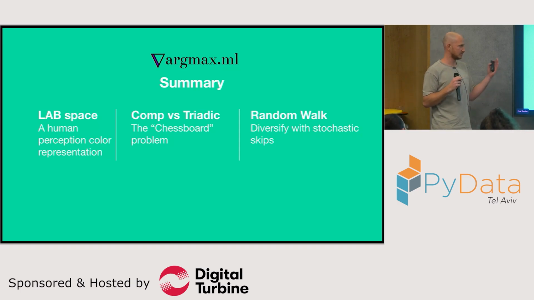Just a summary: I think Uri told me that a good meetup talk gives you three keywords to look for in Google. For me, the first is the LAB space instead of RGB space. For us, it was new and interesting. The second was the chessboard problem. This is not something you're going to look at, but be aware of. And the third is the ability to do the trade-off between complementary, triadic, and moving in the color space, which was also new to us and interesting. That's it.